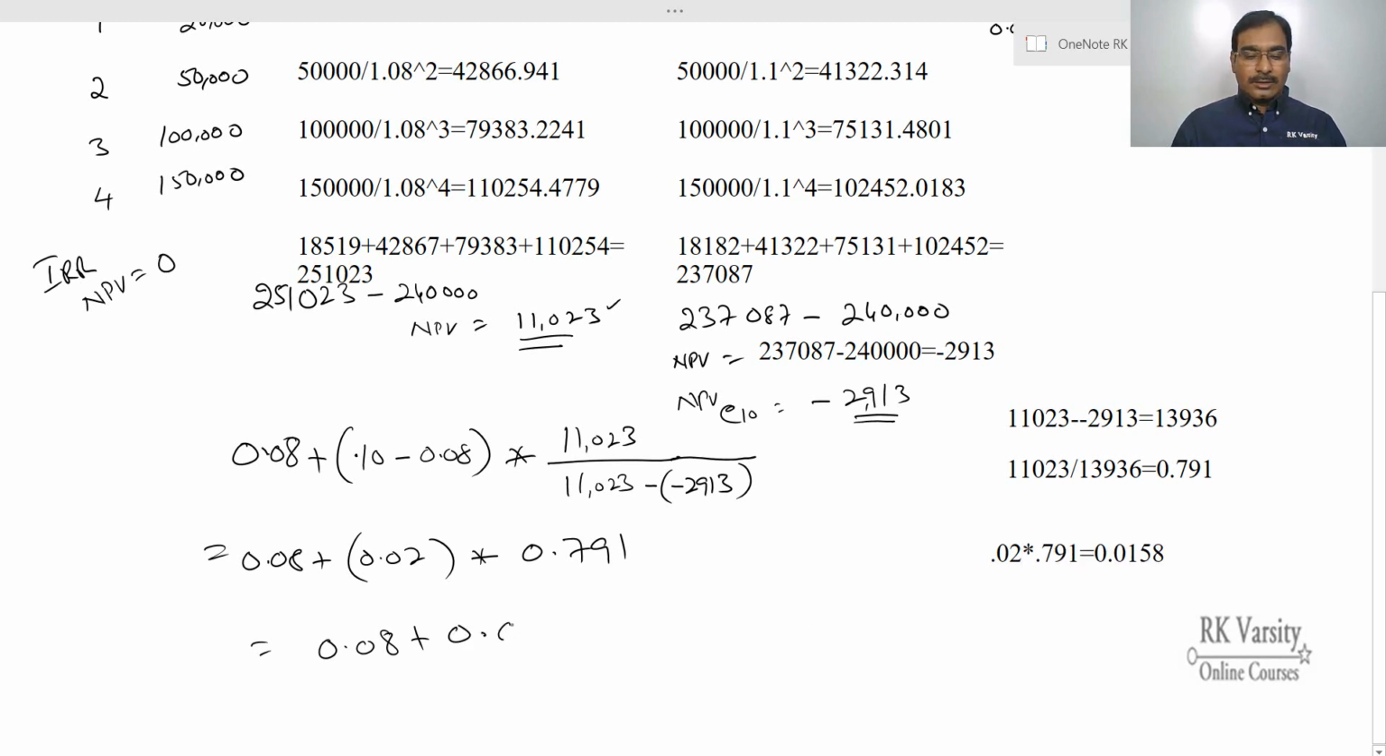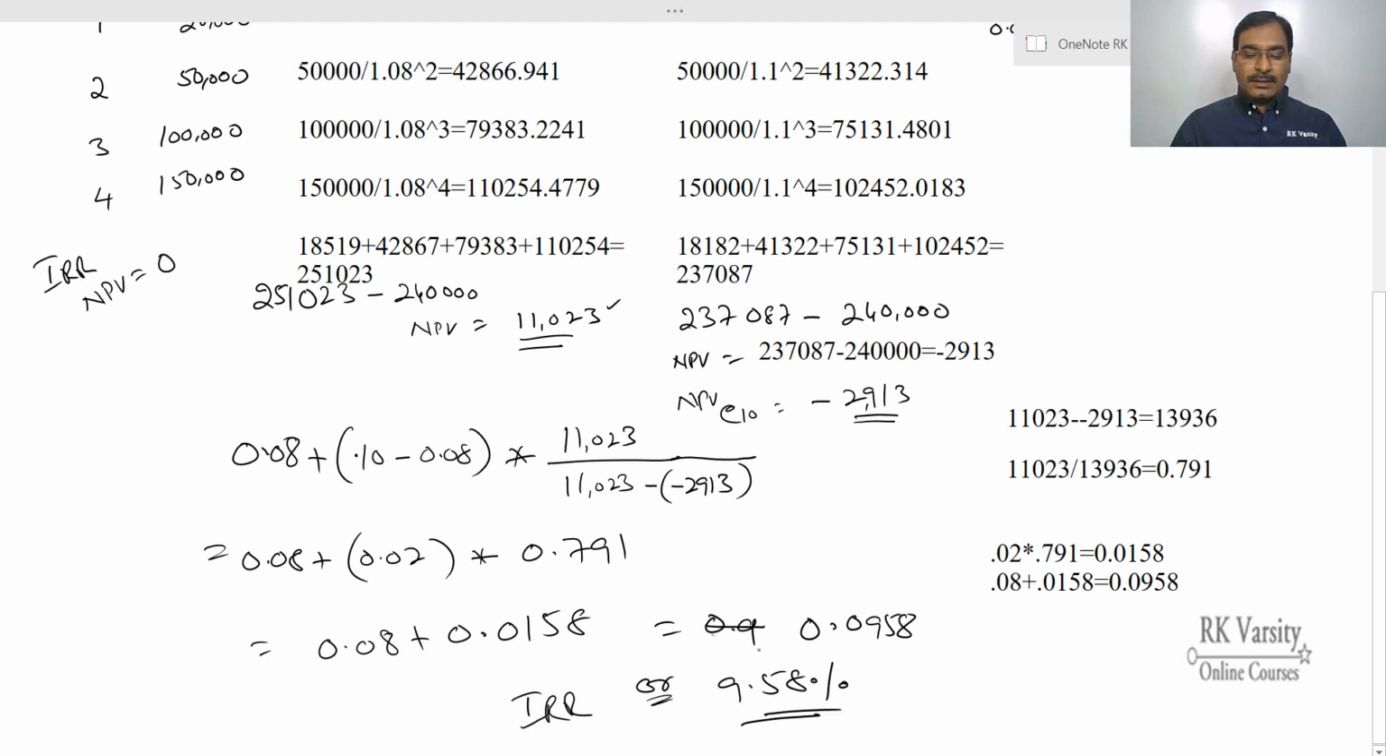That is 0.0158. So this equals 0.08 plus 0.0158, which is 0.0958, or 9.58%. The IRR of this project is 9.58%.